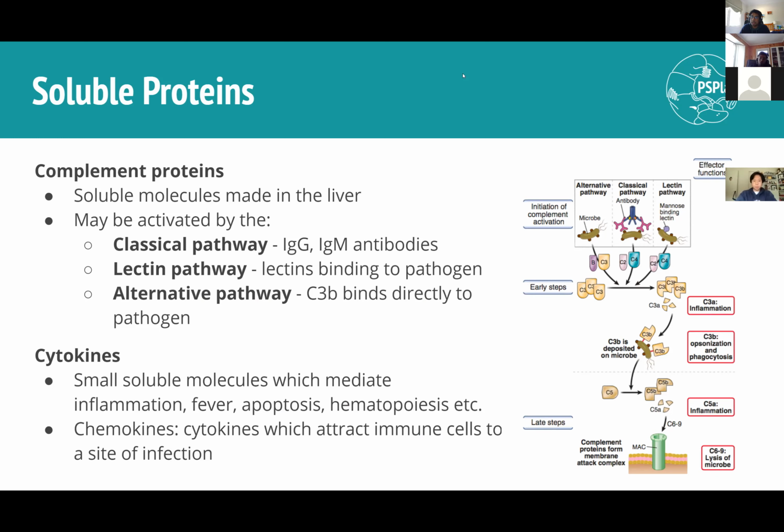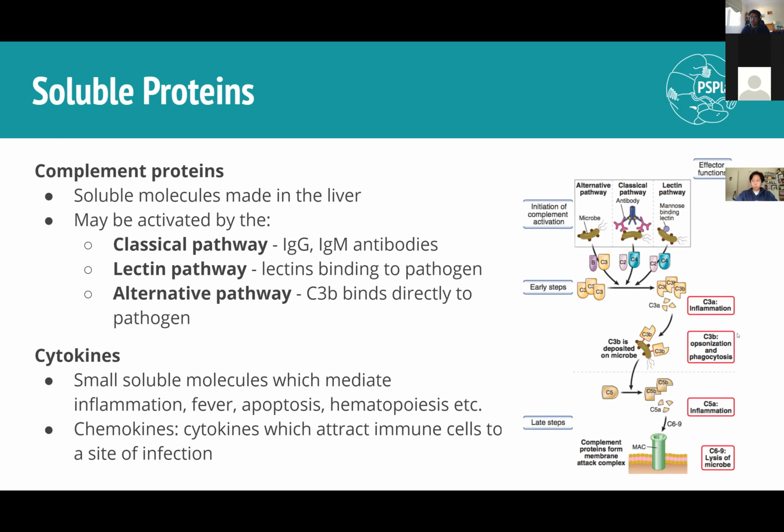The lectin pathway is a particular type of particle binding to the pathogen. And the alternative pathway is where we have one of the complement proteins, C3b, binding directly with pathogens. So all of the complement proteins are labeled like C something, and they all serve different purposes.